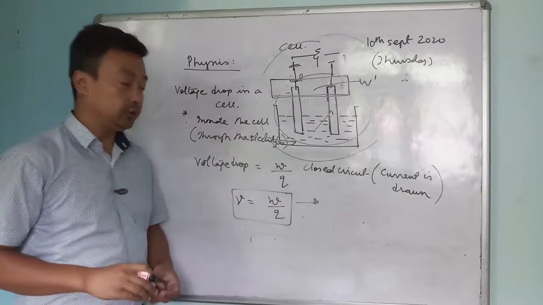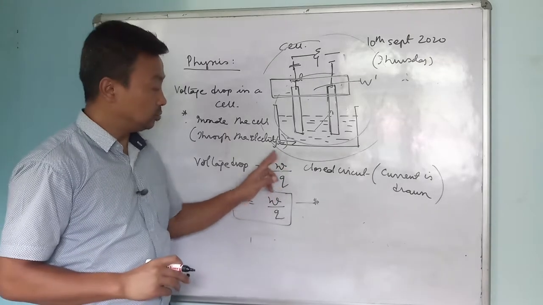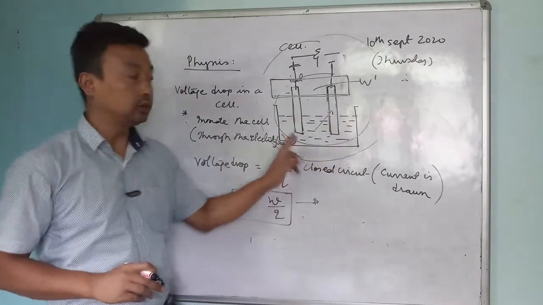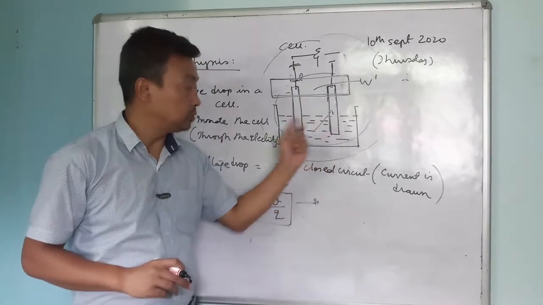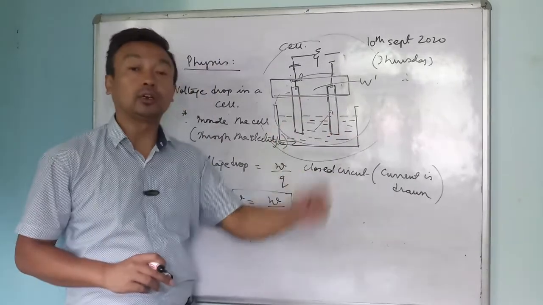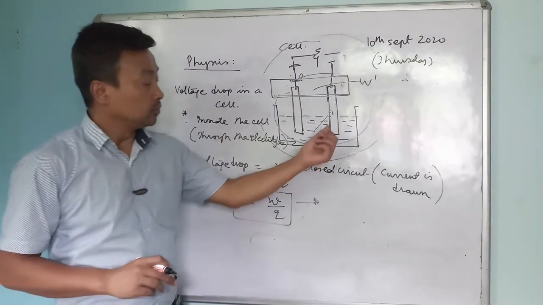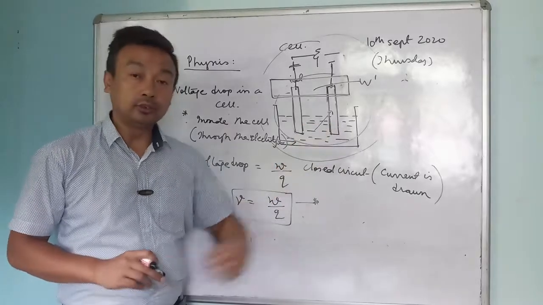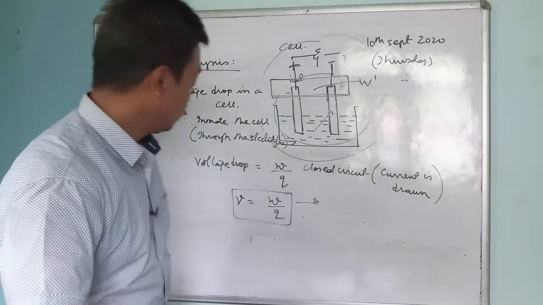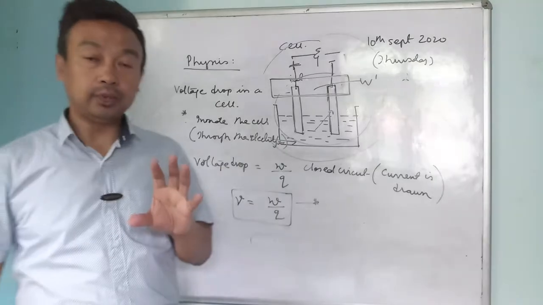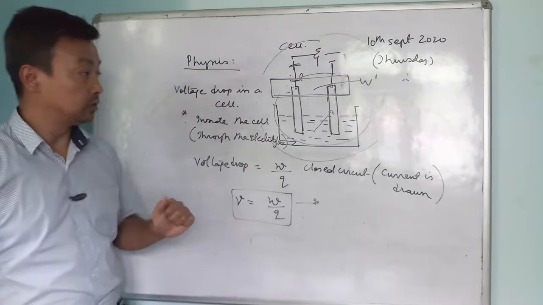So what do we get here is this work done, small w, is only the work done in carrying the test charge inside the cell. That means only through the electrolyte the work is done in carrying the unit positive test charge. So basically this voltage drop also has the same unit as the unit of the potential difference.